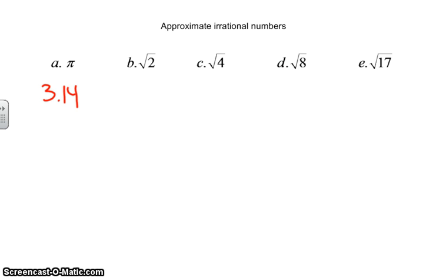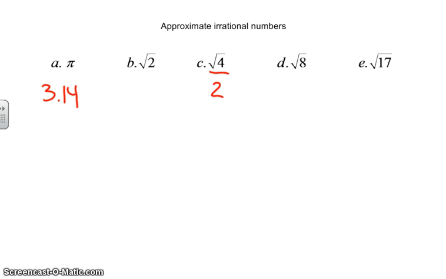Square root of 2. Okay, now we're having to approximate square roots. So let's jump to c first, and that will help us. c actually is not an irrational number because it is the square root of 4, and the square root of 4 we know is 2. When it comes out to be a whole number like 2, that is actually rational. I put that one up there because that helps us.